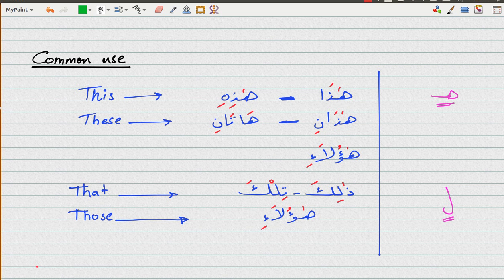So if I want to say that, this is what you should memorize. If you're going to say that in Arabic, you say ذلك. If it's for feminine, you'd say تلك. ذلك, if it's singular masculine, تلك, singular feminine. هؤلاء, if they're more than two, or actually in this case for those, if it's more than one.